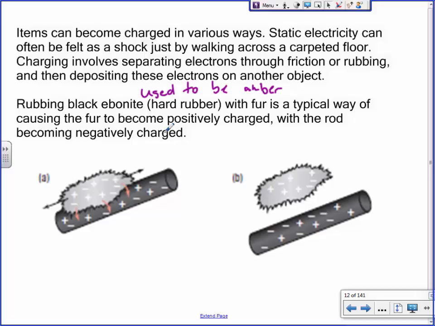You guys can see that? Oh, you're not going to be able to see that very well. Okay. So here, you guys can see these. This would be like a hardened black rubber plastic. So this would be like ebonite.